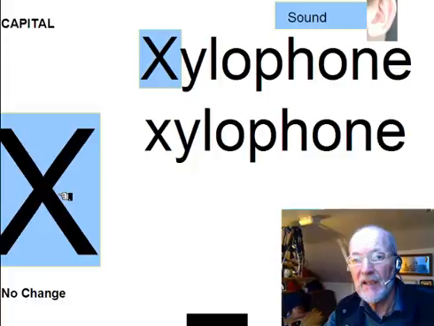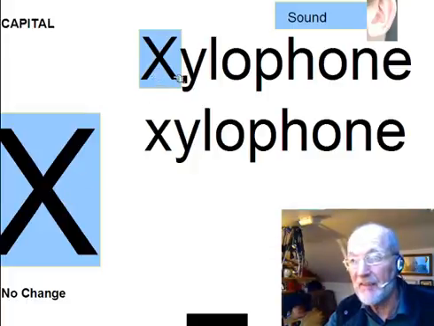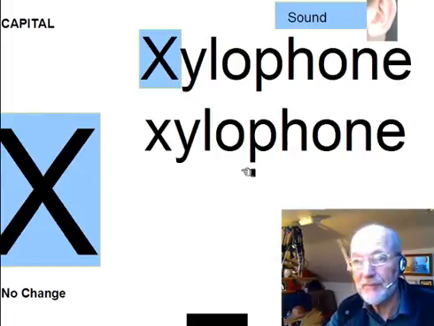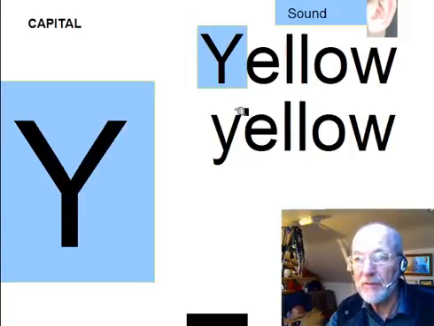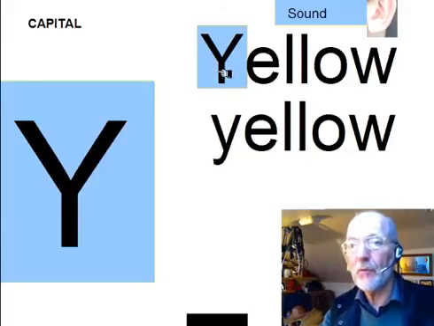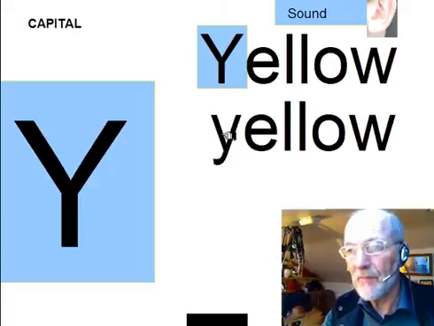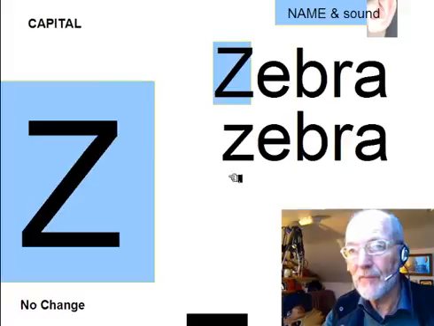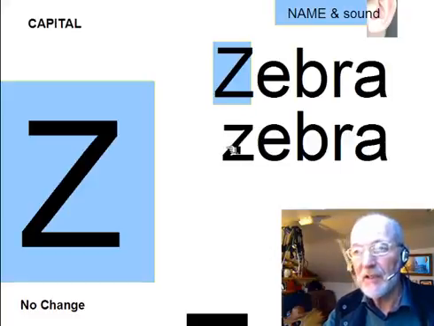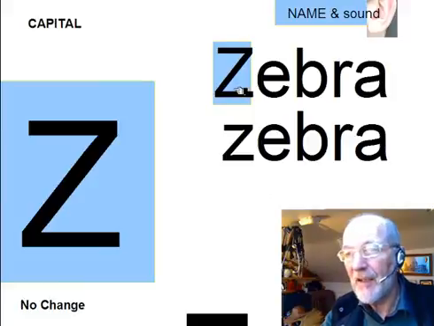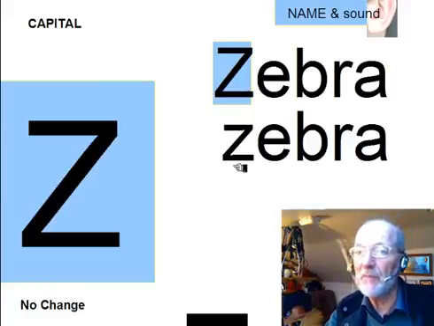X. At the front there, it's xylophone. Capital X makes it xylophone. Small x, xylophone. Y. Yellow. At the front there, Y. Capital Y, yellow. Small y, yellow. Z. Capital Z, zebra. Small z, zebra. There's no change between the sound a capital Z makes and a small z makes.